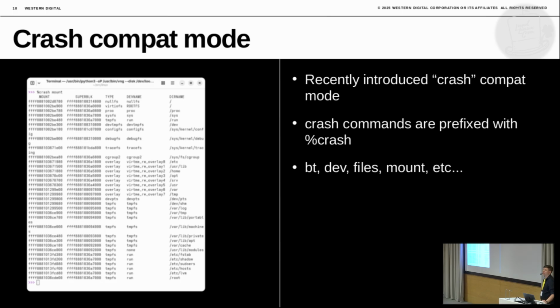So for people who are familiar with crash, there's a crash compat mode, so you have to type %crash and then have most, if not all, of the commands that you know from crash in the compat mode. So that's a screenshot of the mount command emulation. Looks like crash.